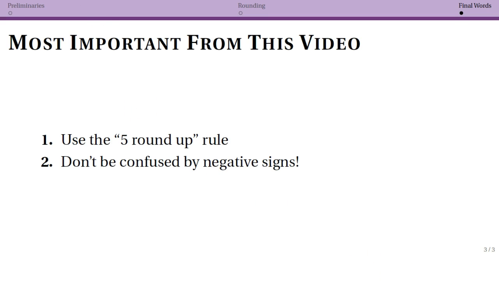Okay, the things to really know from this video is that the rule we're using is that if it's 5 or higher, round up. And the other thing to think about is to not be confused by negative signs, since you will sometimes need to be rounding negative numbers. That's all.